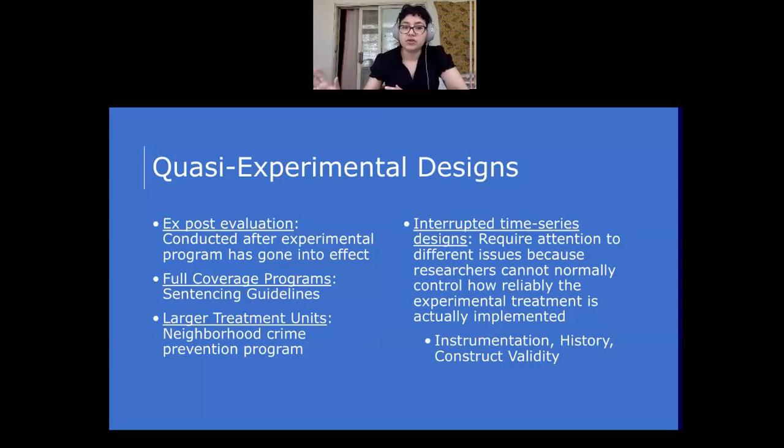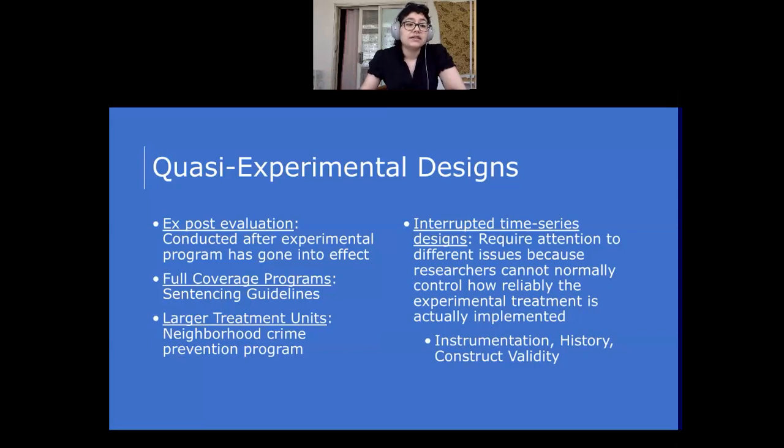Oftentimes, we can't really randomize in program interventions. We have to provide the program to everyone who's eligible, or else it's unfair, and there are ethical concerns. So some ways that people get around this is to do quasi-experimental designs. And remember, the difference between experimental designs and quasi-experimental designs is that experimental designs have randomization in them. Before people get into it, they are randomized. But in quasi-experimental designs, we don't have that randomization component, so we create a pseudo way to randomize people. And there are different ways in which we can do that.